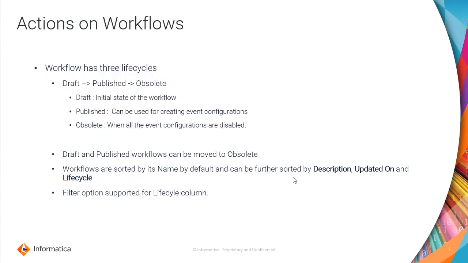Actions on workflows. As I mentioned in the previous slides, a workflow has 3 lifecycles: draft, published, and obsolete. Draft is the initial state of the workflow. Published can be used for creating event configuration. Obsolete can be used when it is not required. Draft and published workflows can be moved to the obsolete state.